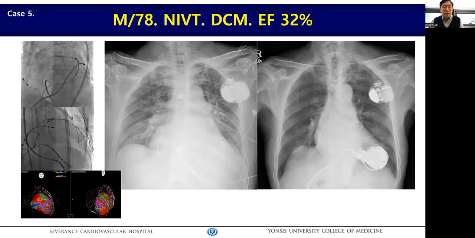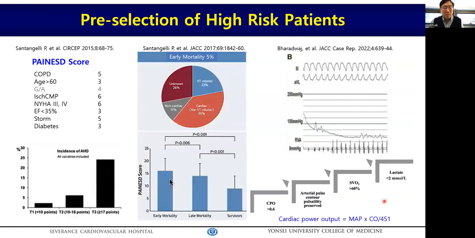The patient recovered in the CCU after the procedure. However, his heart failure was decompensated after extensive ablation. So, we eventually implanted an LVAD 3 months later. The UPenn group suggests the PAINESD score, including COPD, age, ischemic cardiomyopathy, heart failure, storm, and diabetes. And 30-day early mortality after VT ablation with heart failure is known to be about 5%. However, early mortality is even higher in patients with a PAINESD score over 15.